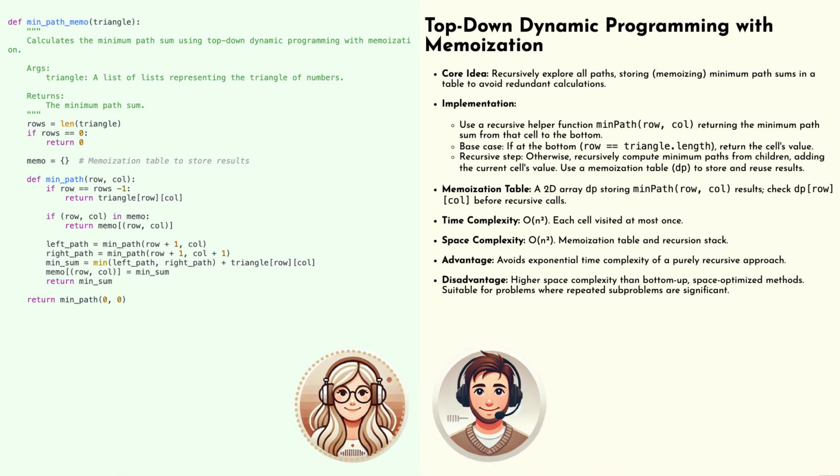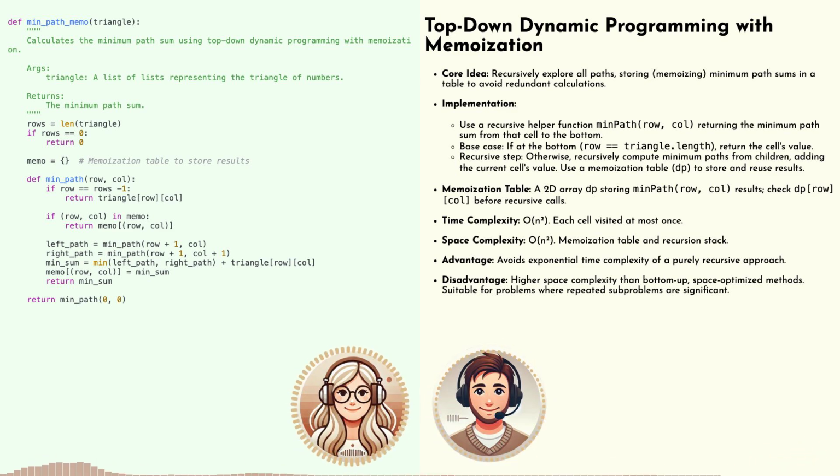Love that analogy. Okay, so let's get down to brass tacks. How do we actually implement this top-down solution for the triangle problem? All right. So first, we need to define a recursive function. Let's call it calculate min path sum. Catchy name. And this function takes the triangle itself, the row index, and the column index as input. So those indices represent our current position in the triangle.